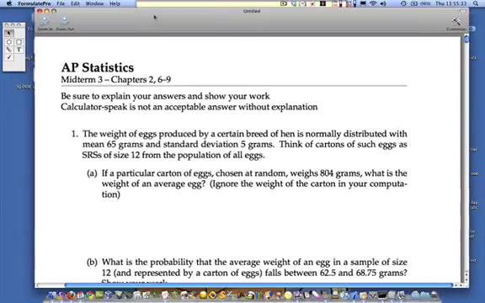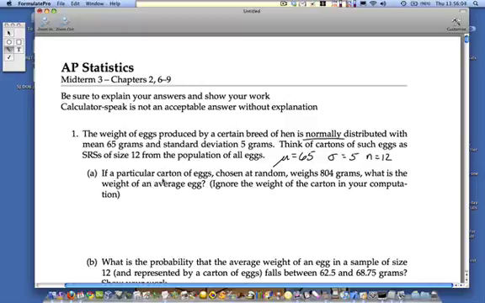So here's question 1. The weight of eggs produced by a breed of hen is normally distributed. Okay, so we've got some information already. The population is normally distributed. The mean is 65 grams, so I'm going to write over here mean is 65 grams, and the standard deviation is 5 grams. Think of cartons of such eggs as simple random samples of size 12. Okay, so sample size is equal to 12.